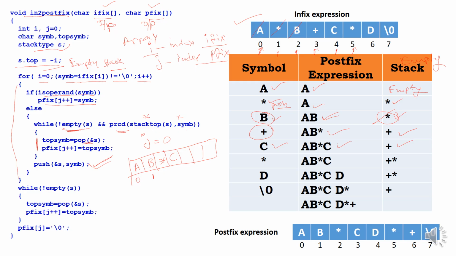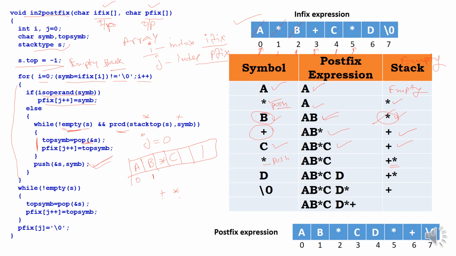The symbol is asterisk. Is it an operand? No, it is an operator. Now the else part. Is the stack empty? No, the stack contains plus. The operator we read is asterisk, and the top symbol is plus. Is the top symbol having higher precedence? No, plus is not higher than asterisk. So there is no need to pop. Simply push it onto the stack. Without popping, you push asterisk. So now the stack contains two operators, plus and asterisk.